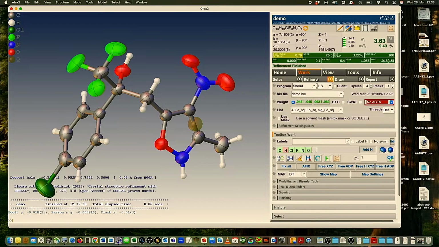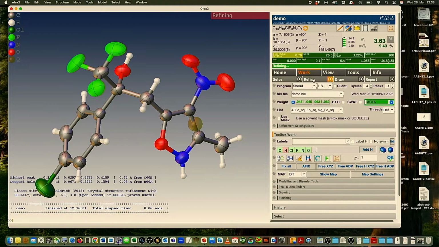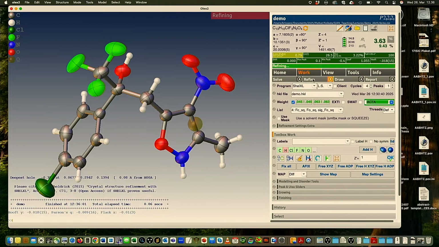And now it's a chiral molecule. The point in there is that this number here indicates that we have the correct enantiomer and it's acceptable. But now the one thing is that this is red. And then what we have to do is to change the octa and then refine it like this.